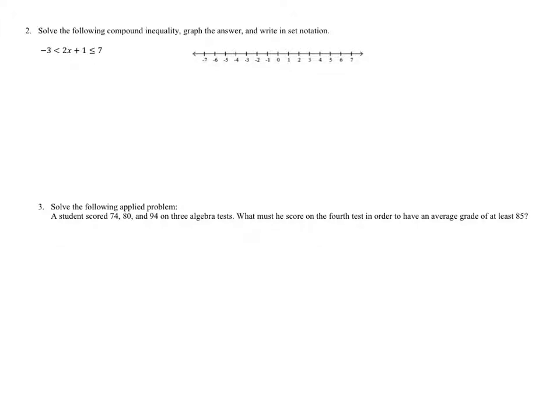We're going to start by solving this compound inequality. So we're going to kind of do two things at once, because really what this means is negative 3 is less than 2x plus 1, and then 2x plus 1 is less than or equal to 7. But I don't want to solve these separately. I want to be able to do it all at once, because I'm a little lazy. So I'm going to kind of erase this.